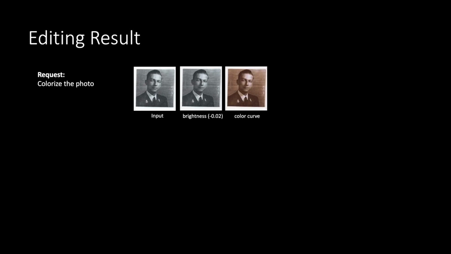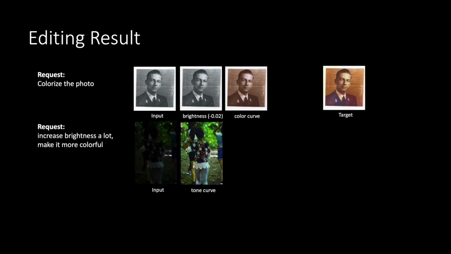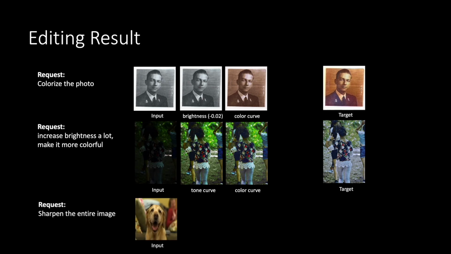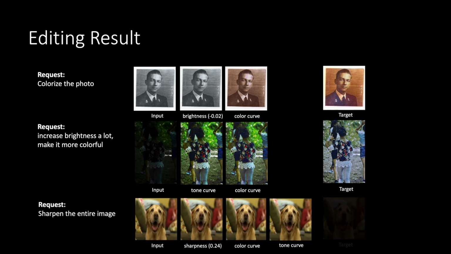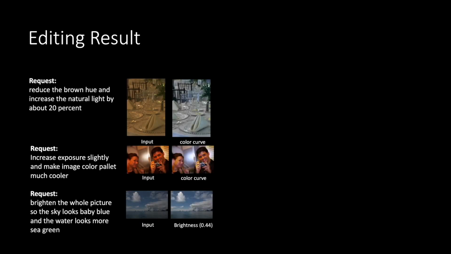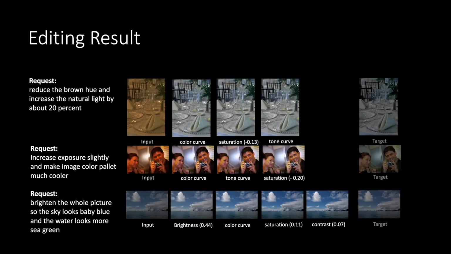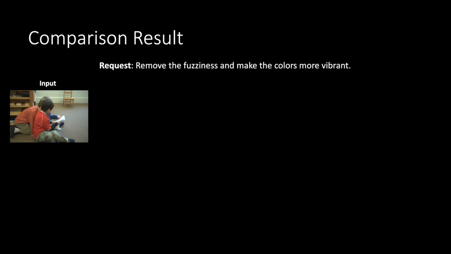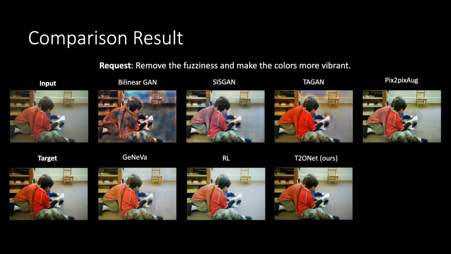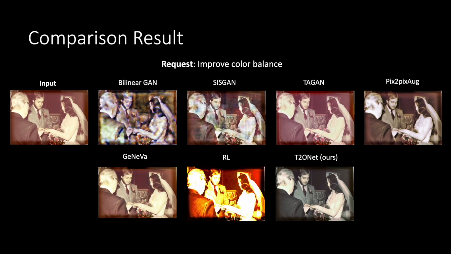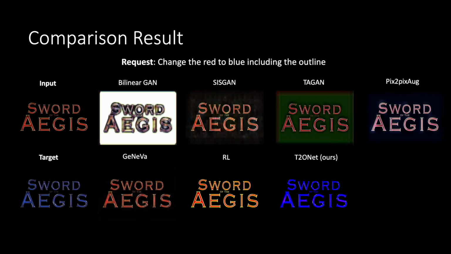And here is the editing result of our T2O-net. Colorize the photo. Increase the brightness a lot, make it more colorful. Sharpen the entire image. Here comes more editing results. And then we compare with other methods. Remove the fuzziness and make the color more vibrant. Improve the color balance. Change the including outline.